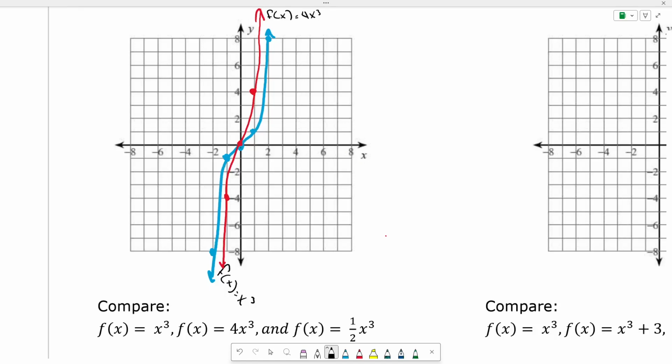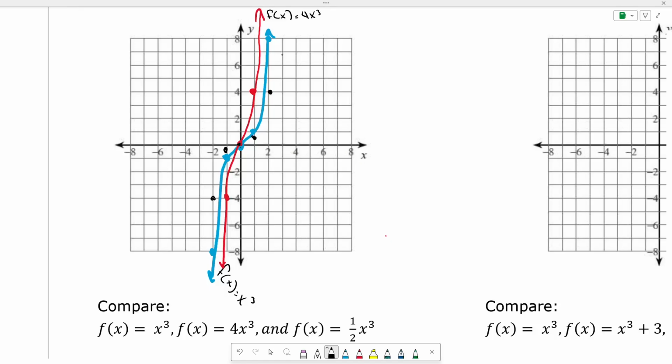We're going to graph the next one. We'll graph it in black. So it says 1/2 of x. Well, 0 is still going to give me 0 right in the middle. Half of 1 is 1/2. Half of 8 is 4. Same thing on the other side here, negative 1/2, negative 4.